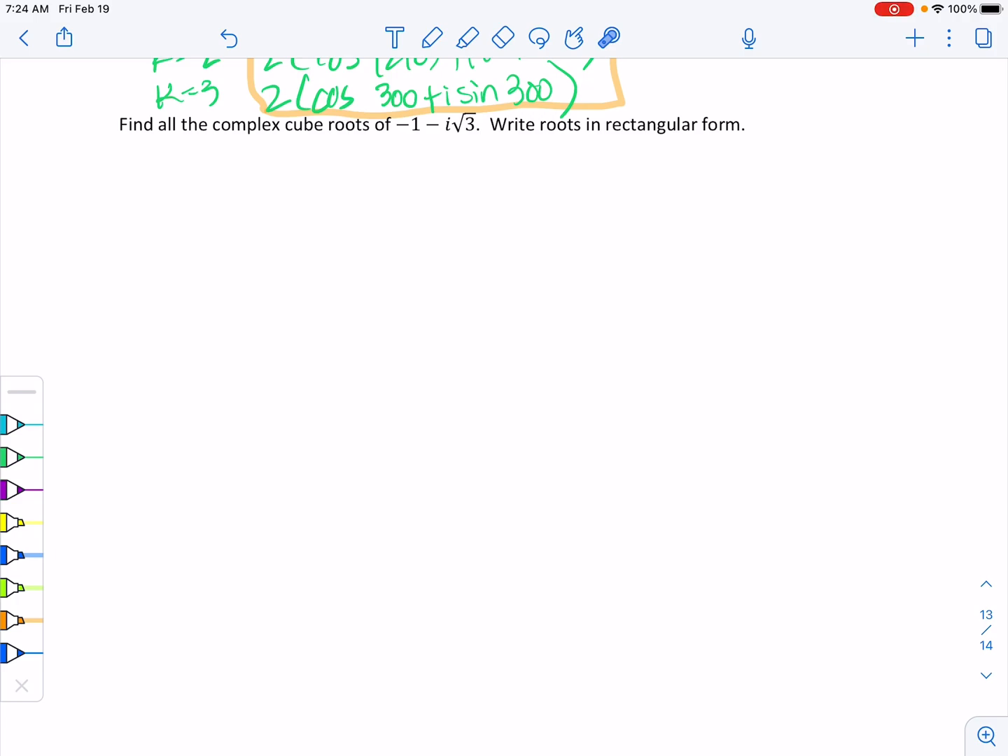So if we want the complex cube roots, that means that n is 3. So I first need to put this in polar form. So our r value is going to be the square root of negative 1 squared plus negative root 3 squared. So I square 1, which is 1. I square negative root 3, which is 3. Take the square root of that, which is 4. The square root of 4 is 2. So our r value is 2.